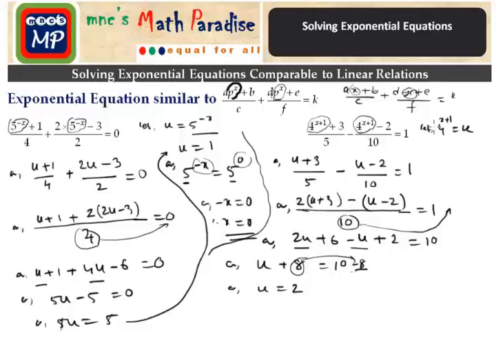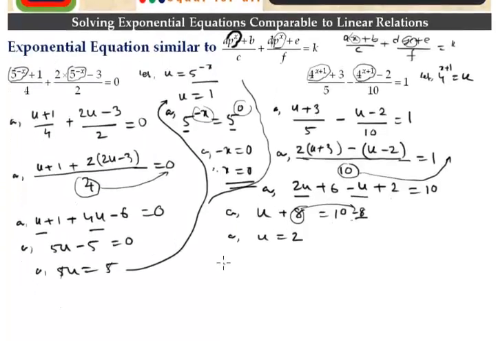So now u equals 4 to the power x + 1, so 4 to the power x + 1 equals 2. Now this becomes a simple exponential equation where the left hand side base is 4 and the right hand side base is 2. So we need to convert this base 4 into 2. That we can do. 4 can be represented as 2 squared. The power was x + 1, so it is 2 squared to the power x + 1.